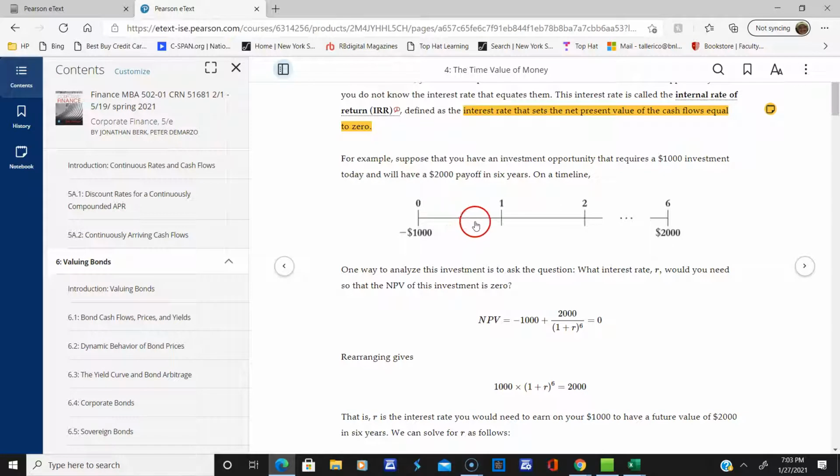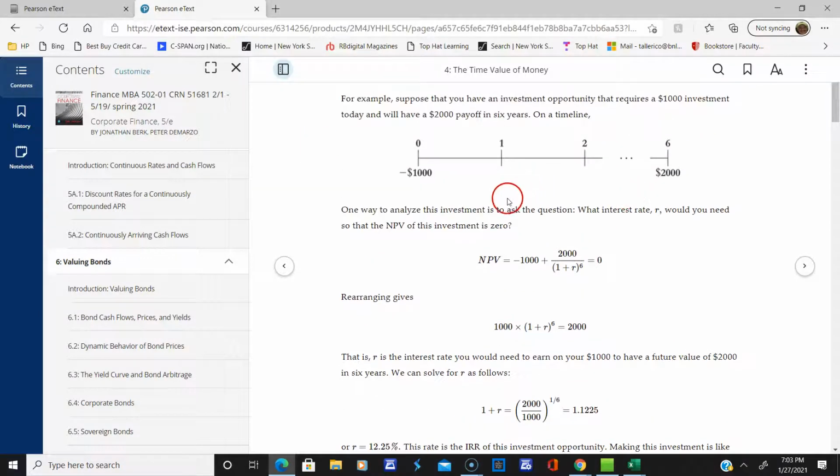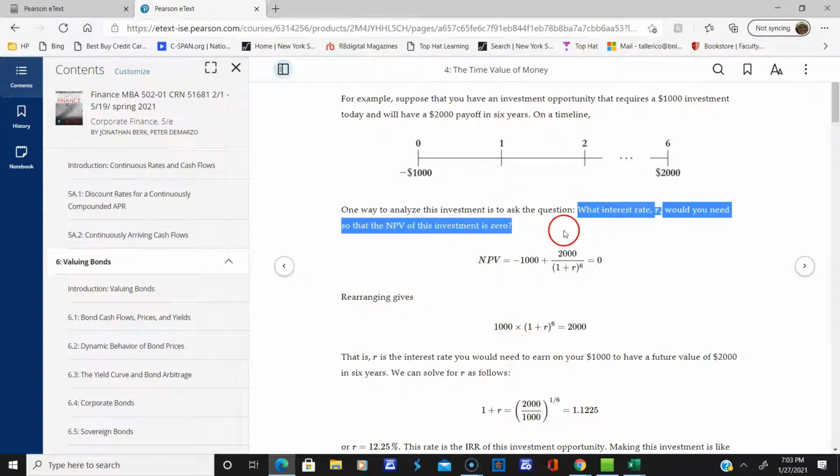So let's look at this timeline here. You have an investment opportunity to invest $1,000 on the timeline, and you'll notice it's negative, because that money comes out of your pocket as an investment. After 6 years, nothing happens in between, but by the sixth year you get a payoff of 2,000. So we ask this question: what interest rate would you need so the net present value of this investment is zero?